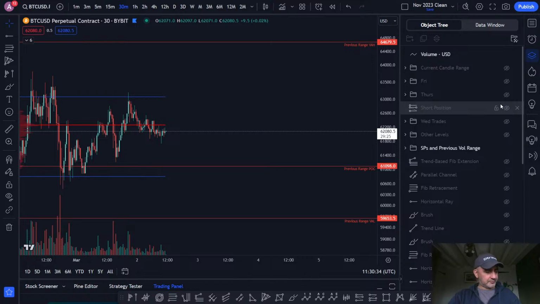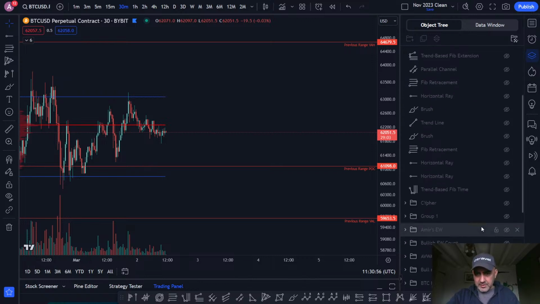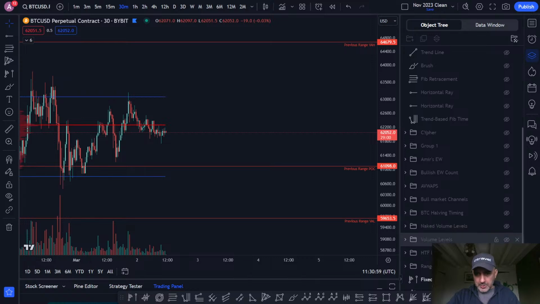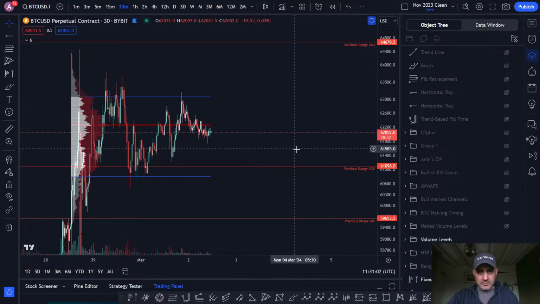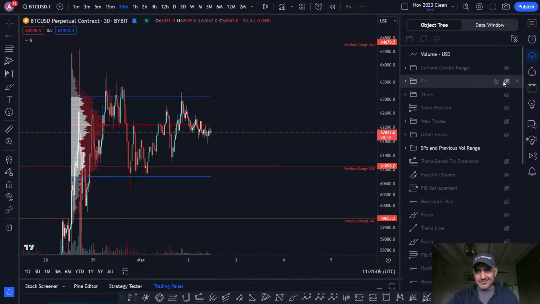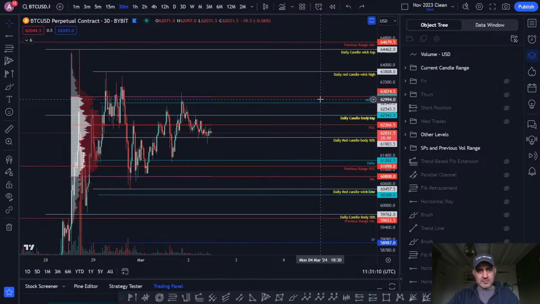Hold on. The easiest way is to look at the volume range. Hold on. Got to answer this stupid phone call. I won't answer it. Where did I go? The volume levels should be here. I lost it. It's annoying. Let me just undo that. Get it back. Oh yeah, see other levels. Okay.